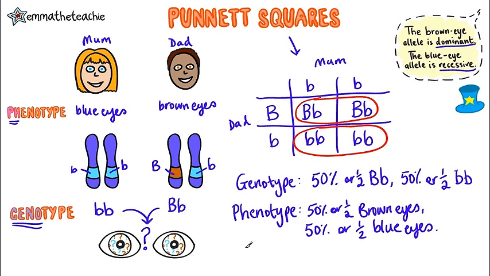Lastly, you can be asked to give the expected ratio. This is one of the math skills you're required to know for your exam. Since it's both 50%, as a ratio, this is 1 to 1. Again, you write it in the same order as you've given the phenotypes.